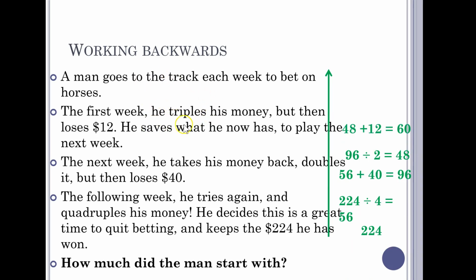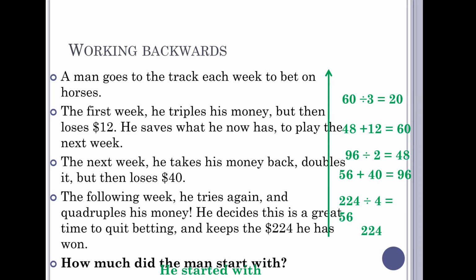And now here it says tripled. He tripled his money. That means times 3. What's the opposite of times 3? Divided by 3. He started with $20. Ta-dum! And actually, I know you're not used to working backwards, but boy, is that easier than the algebra.